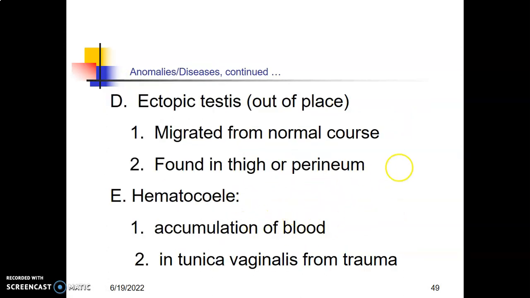So ectopic testis is just a testis not in the scrotum. It's not in the usual place. It is probably in the abdomen, or in the inguinal canal, or in the thigh.